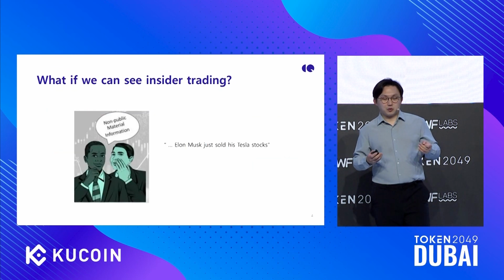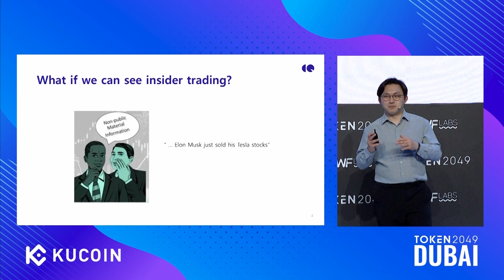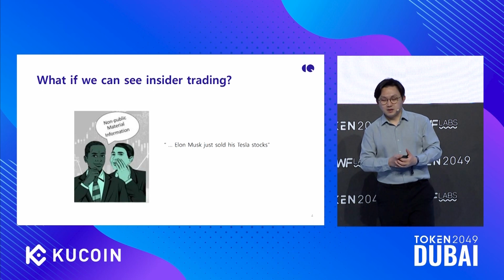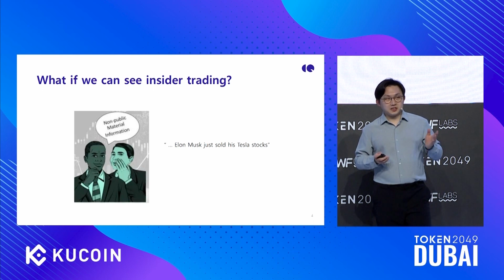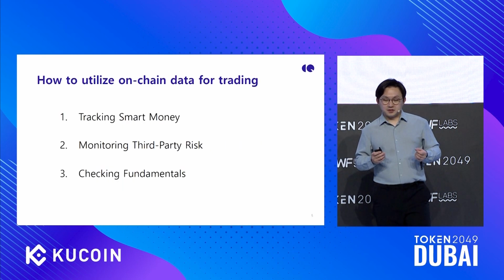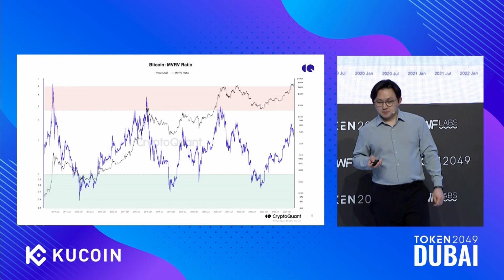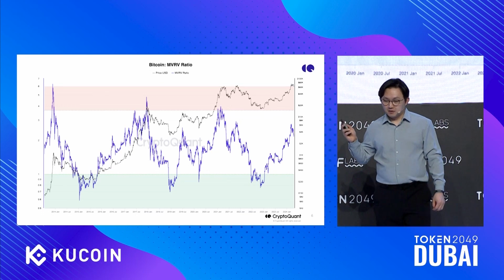For now, crypto still hasn't been used for P2P payments, so some people say it's a speculative asset. On-chain data for now is mostly used to monitor who's selling or who's buying. We can utilize on-chain data in three ways: tracking smart money, monitoring third-party risk, and checking fundamentals. So this is the current state of the market.